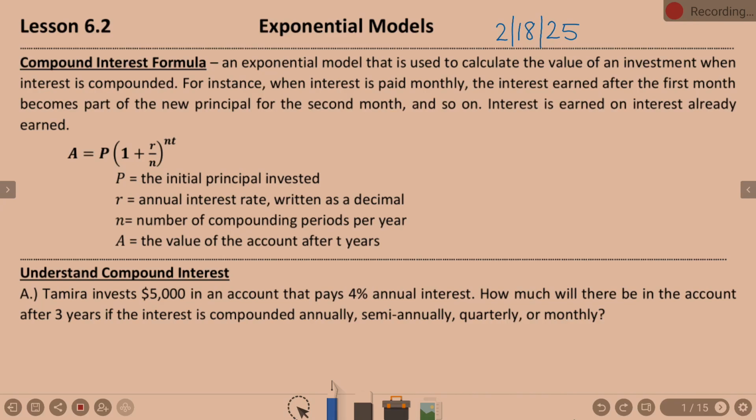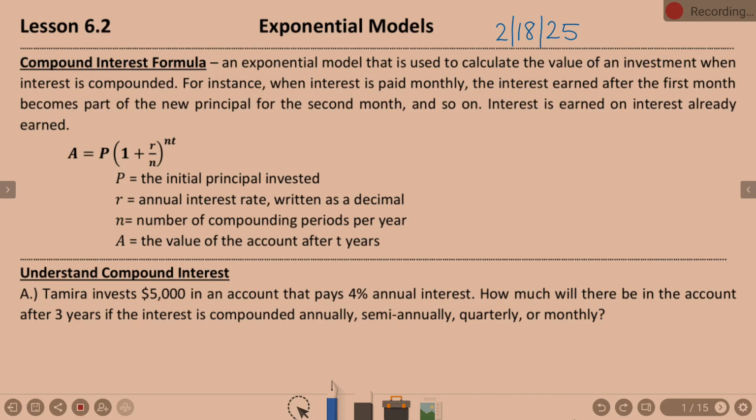So compound interest formula, an exponential model that is used to calculate the value of an investment when interest is compounded. For instance, when interest is paid monthly, the interest earned after the first month becomes a part of the new principal for the second month, and so on. Interest is earned on interest already earned. So the idea when we talk about compounding is, how often do they recalculate your account? If they're recalculating it every month, then any interest you earned last month is now part of your new balance. And so now you have a bigger balance to earn interest on, so on and so forth.